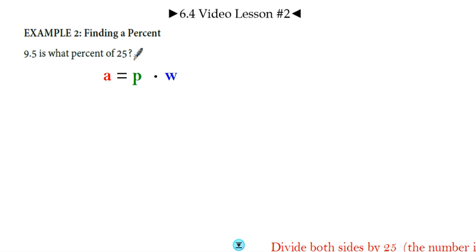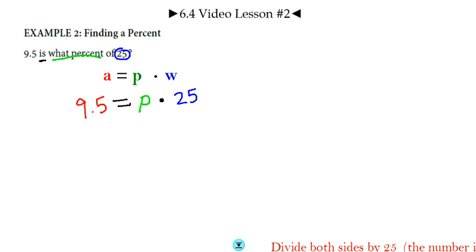9.5 is what percent of 25? So A is going to be 9.5. And we remember that is means equal. What percent? We don't know the percent, so we're going to just leave it as letter P. Of means to multiply in math, remember that, and the last number, 25, is the whole. So 9.5 is equal to P times 25.